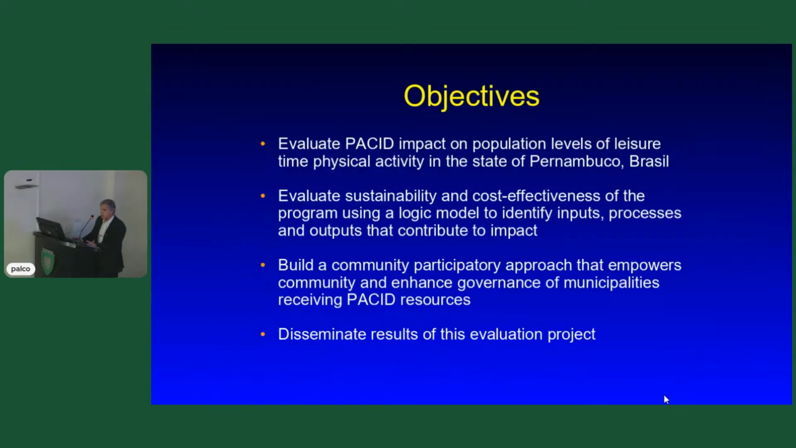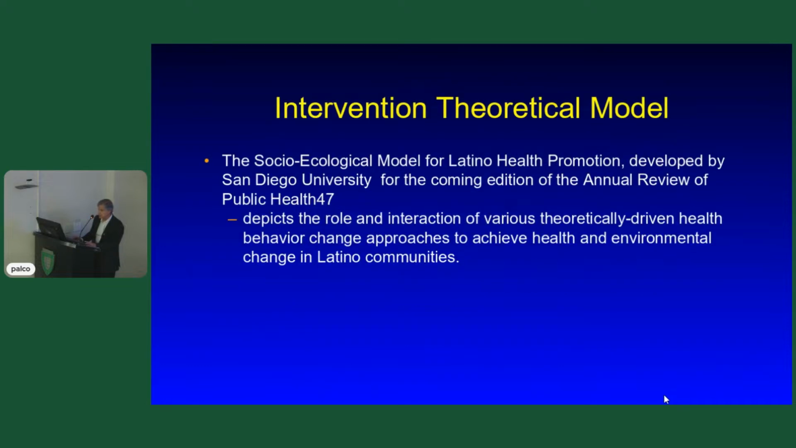Okay. So the objectives were: evaluate the impact on levels of physical activity in each of those cities where the program is being expanded. Evaluate sustainability and cost effectiveness of the program using a logic model to identify inputs, process, and outputs. A little bit of implementation science here. You see that? Build a community participatory approach that empowers the community and enhances governance of municipalities receiving the PACID resources. Well, that was already part of the intervention. So we entered the evaluation also as part of that participatory process. Disseminate results of the evaluation project.